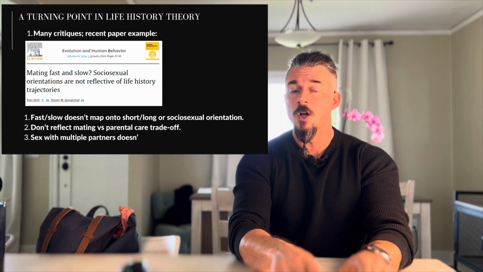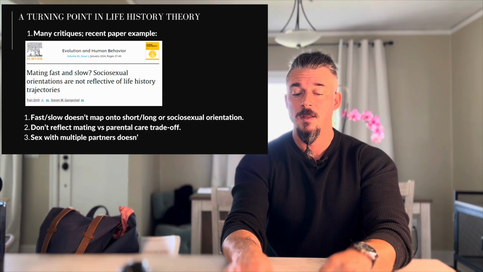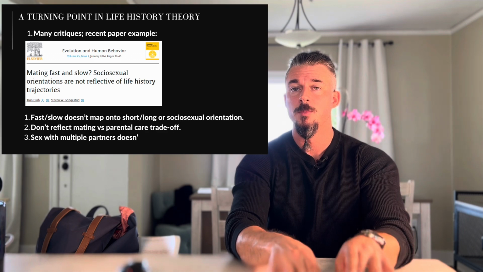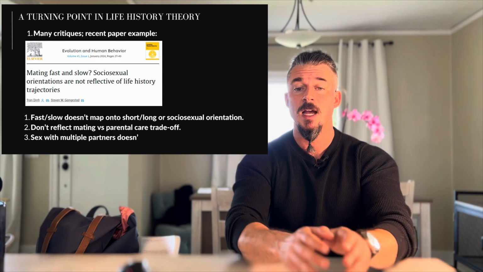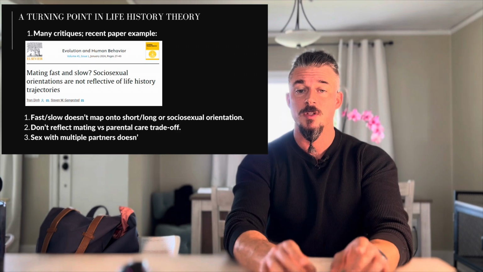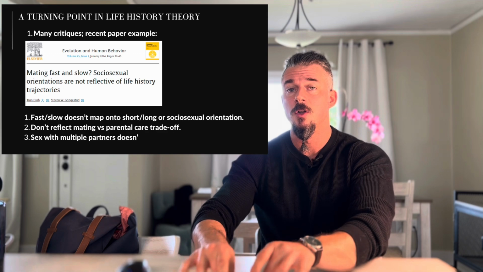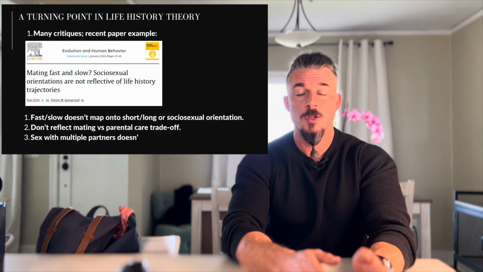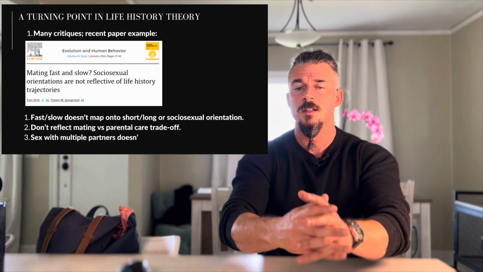According to this paper, it also doesn't reflect the mating versus parental care trade-off, which is another big part of this, right? The idea that fast life history strategists, short-term mating orientations, put forth more mating effort. They are mating oriented. They're spending a lot of time on mating effort. They're spending less time on somatic effort, so somatic effort being self-development, care of the self, acquiring resources for the self. Also, parental care and long-term orientation are not necessarily linked. So we think the long-term slow life history strategist is going to be the one that invests more in parental care. They're saying that's not necessarily the case.